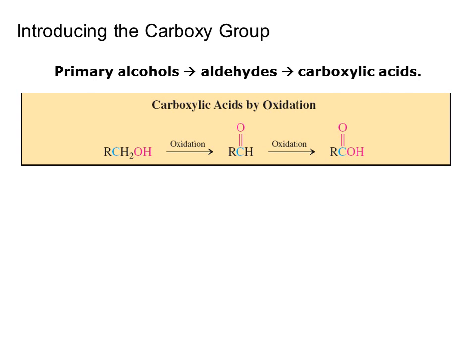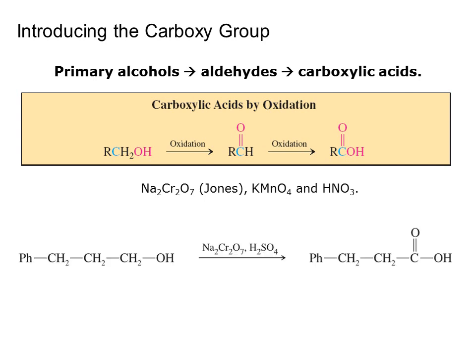Reactions. We can turn primary alcohols into aldehydes into carboxylic acids. It's tough to stop at that middle step. The reagents we use here are Jones, Na2Cr2O7, or potassium permanganate, the most common. So if we look at this reaction where we had a primary alcohol, we can turn that into a carboxylic acid. Remember, we cannot use PCC, as that will stop just at the aldehyde.